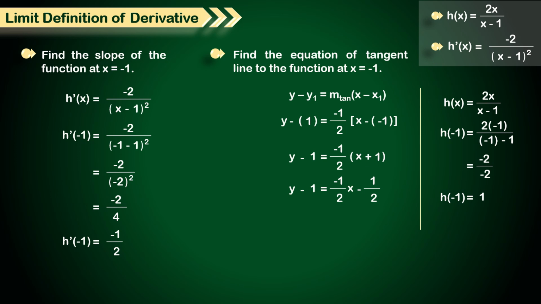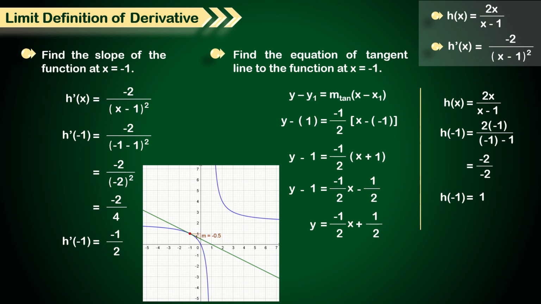Add 1 to both sides of the equation. And it simplifies to y is equal to negative 1/2 x plus 1/2. Thus, the equation of the tangent line on the curve at x is equal to negative 1 is y is equal to negative 1/2 x plus 1/2. On the graph, this is the point we are referring to, and this is the tangent line with the equation we solved a while ago.